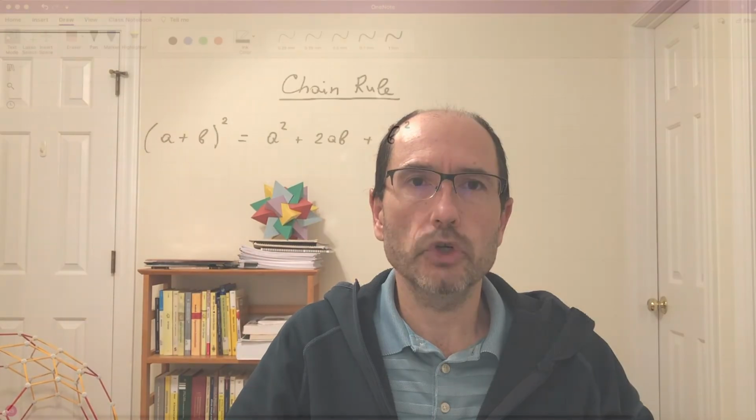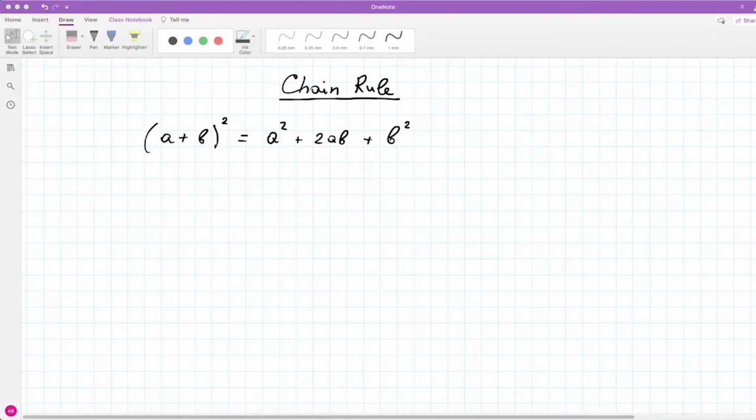Let's briefly review how we make substitutions in formulas that do not contain derivatives of functions, and then I will explain the chain rule and how it helps us to make substitutions in formulas that do contain derivatives of functions. Let's consider, for example, the familiar equality (a + b)² = a² + 2ab + b².